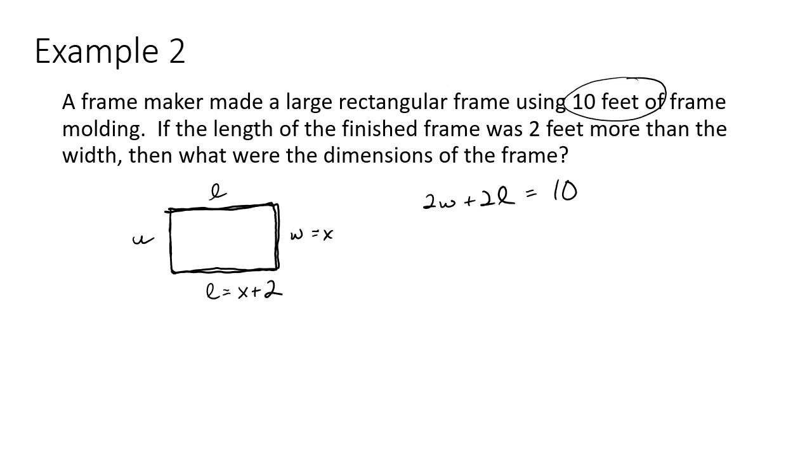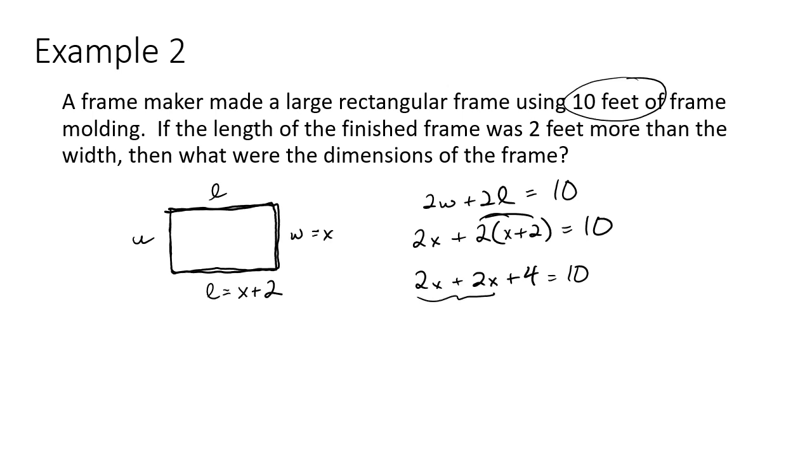And so now we can write it all in terms of a single variable. Because w is x, that would be 2x. And be a little bit careful here. Because length is x plus 2, this would be 2 times all of x plus 2 is equal to 10. And so now we can solve for x. I'm just going to distribute that 2 through. Be careful, that's 4 now, 2 times 2.